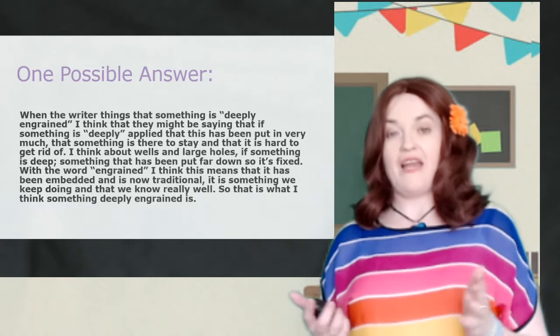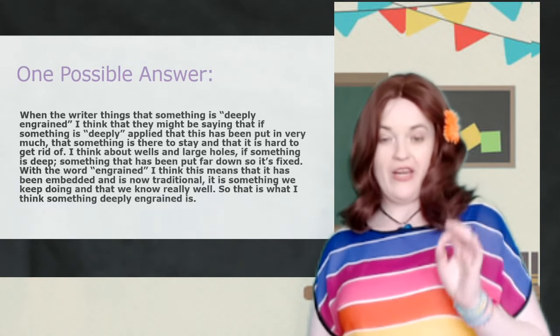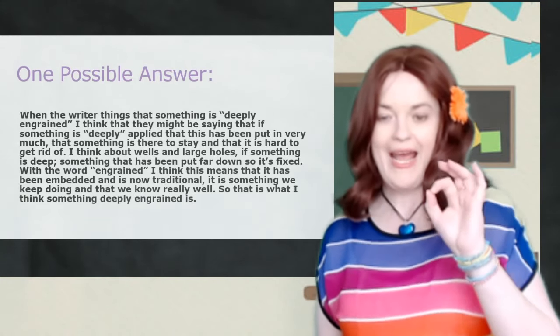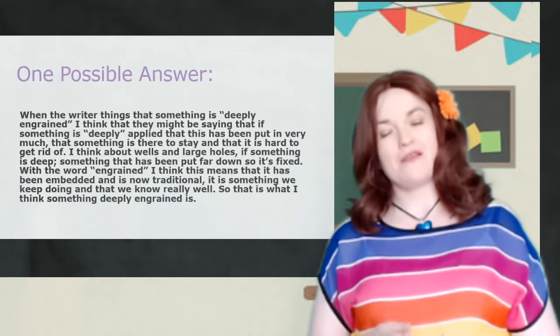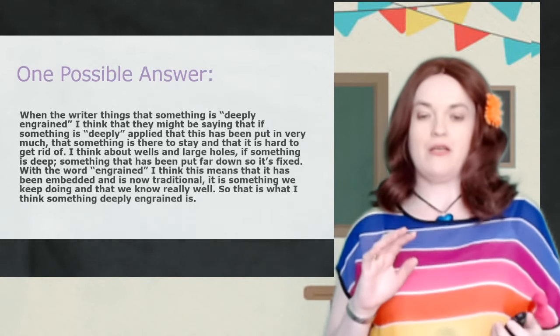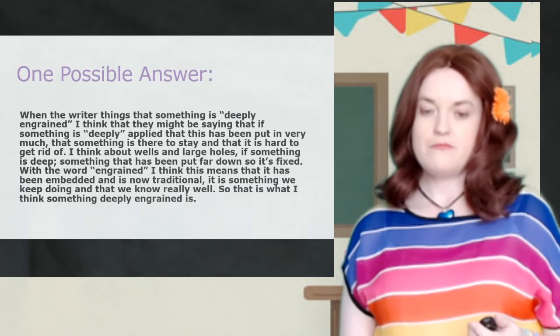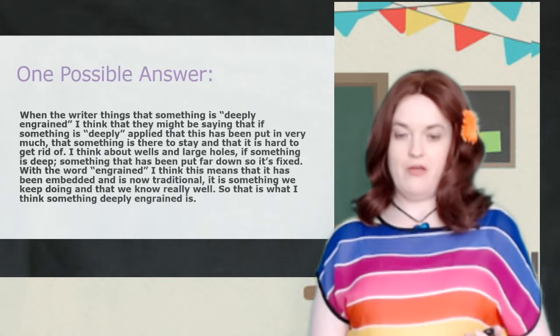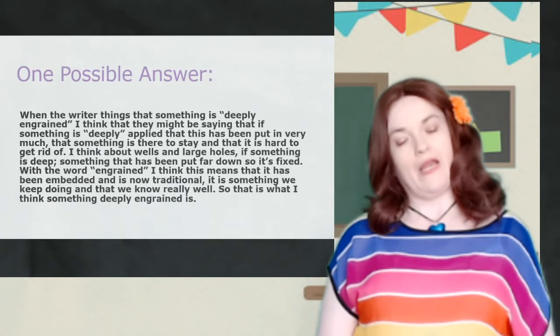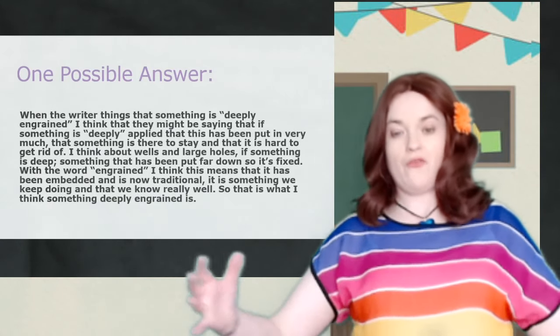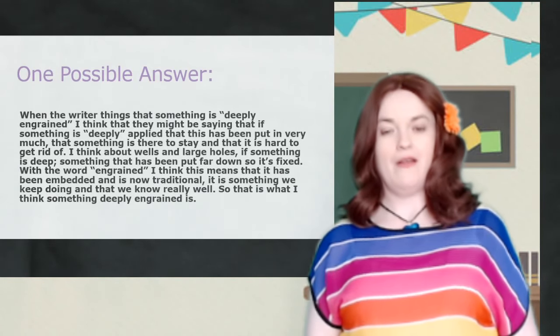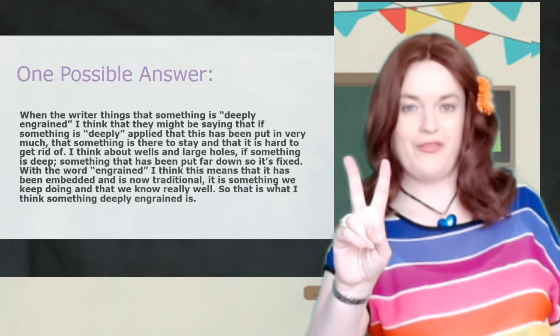So you haven't said anything interesting there. You could even start with, if something is deeply applied. That's where they should start this question, their answer. Last sentence as well. That is what I think something deeply ingrained is. Now look at how much they've written. Can I just tell you, it's worth that.